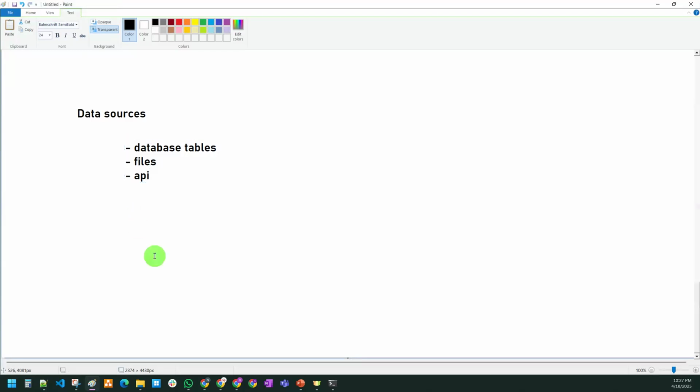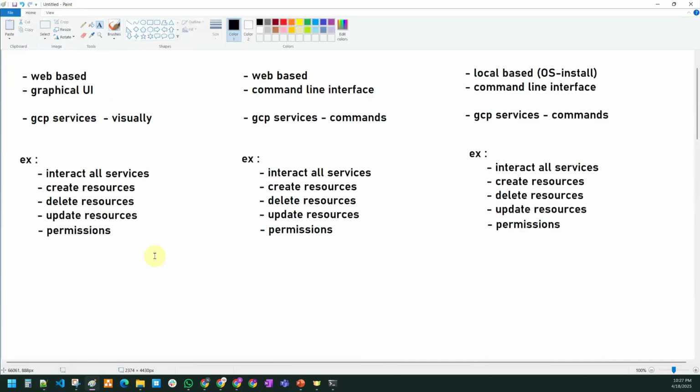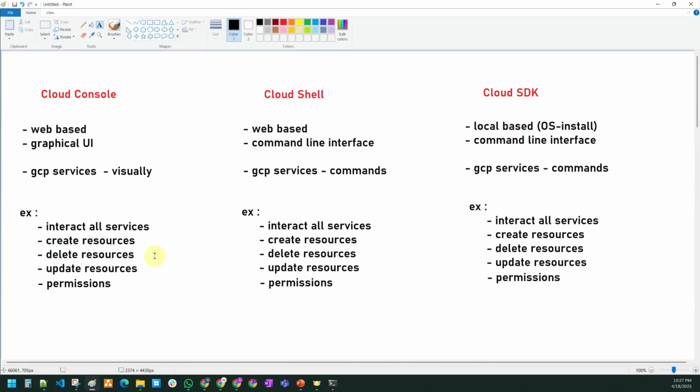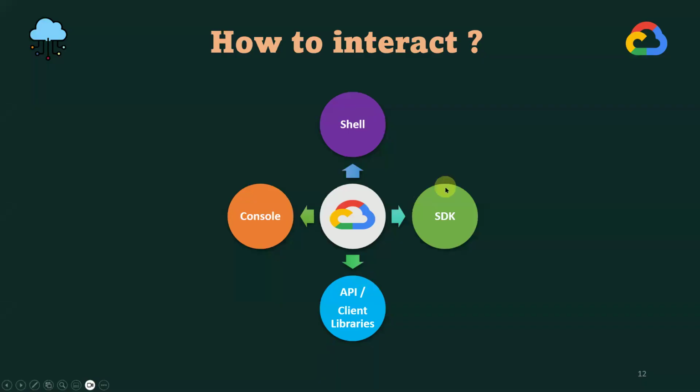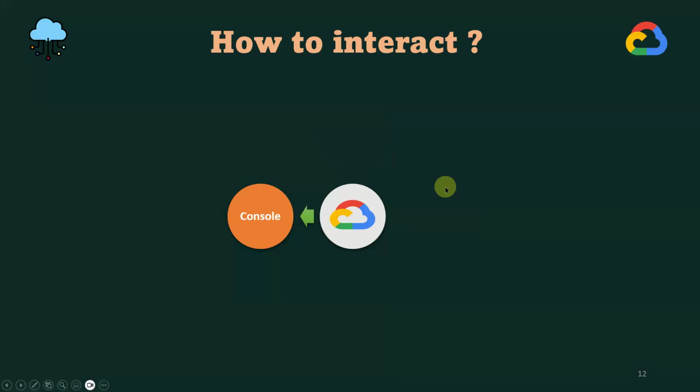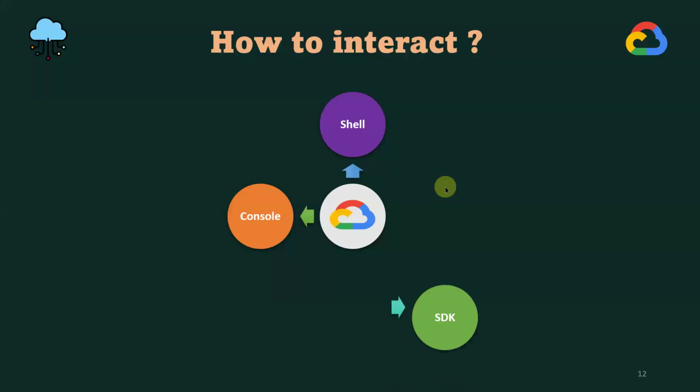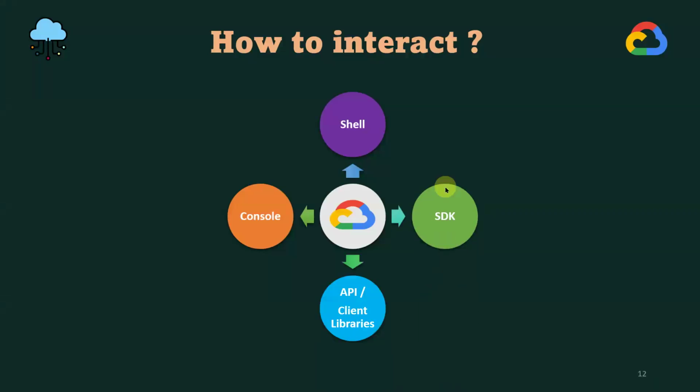I hope now you got some idea about the console, the Cloud Shell, and Cloud SDK. I would like to stop it here for now. And we have seen all the 4 interacting methods. Now you know there are 4 interacting methods to interact with the GCP services. One is console, second one is Cloud Shell, the third one is SDK, and the fourth one is APIs and third-party tools or client libraries.